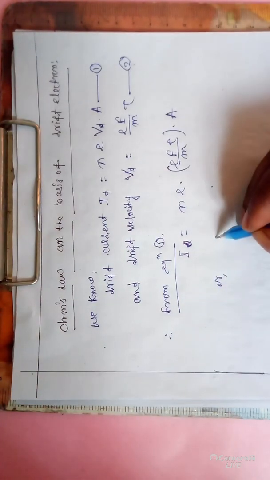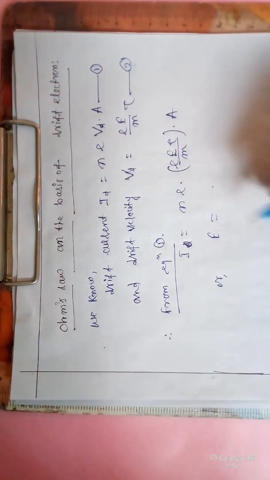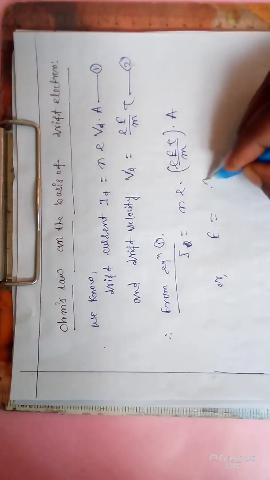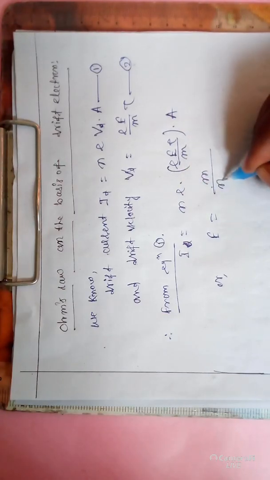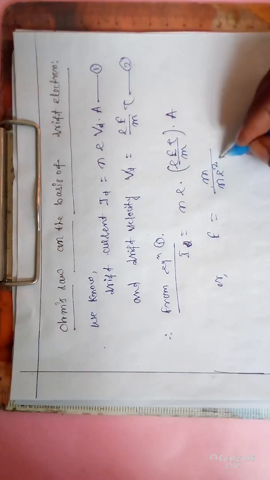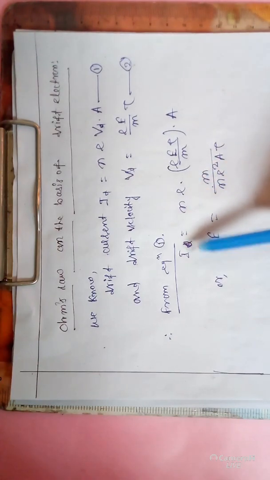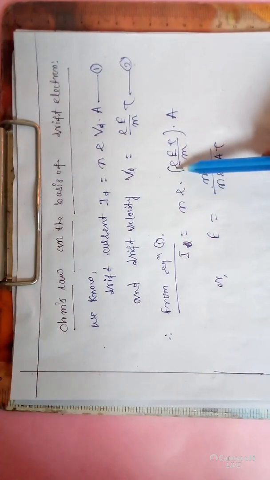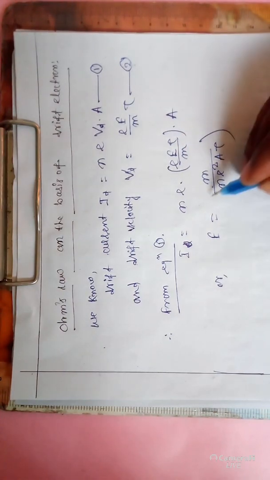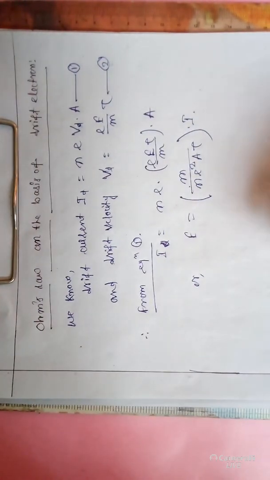Now what will be the value of E? Because E has a relation with V, that's why we are calculating the value of E. E is equal to m divided by N e squared A tau, into I. Clear?